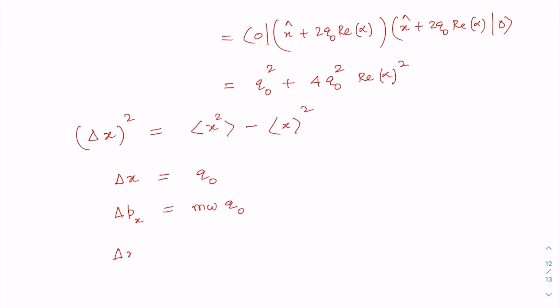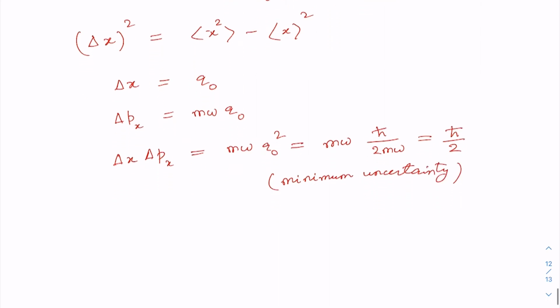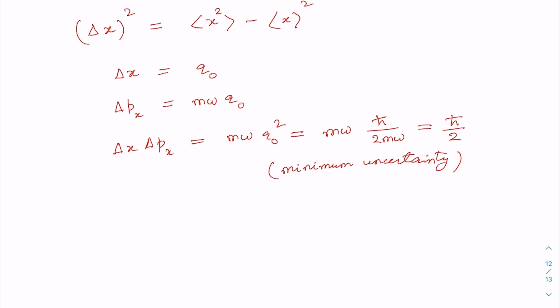In fact, you can verify that delta x into delta px for a coherent state would be m omega q0 square, and q0 square is h cross divided by twice m omega, so therefore it is simply h cross by 2, and this is the minimum uncertainty product. So for a coherent state, the product of position uncertainty and momentum uncertainty is minimum, and that's the reason why these coherent states are also known as Gaussian states.